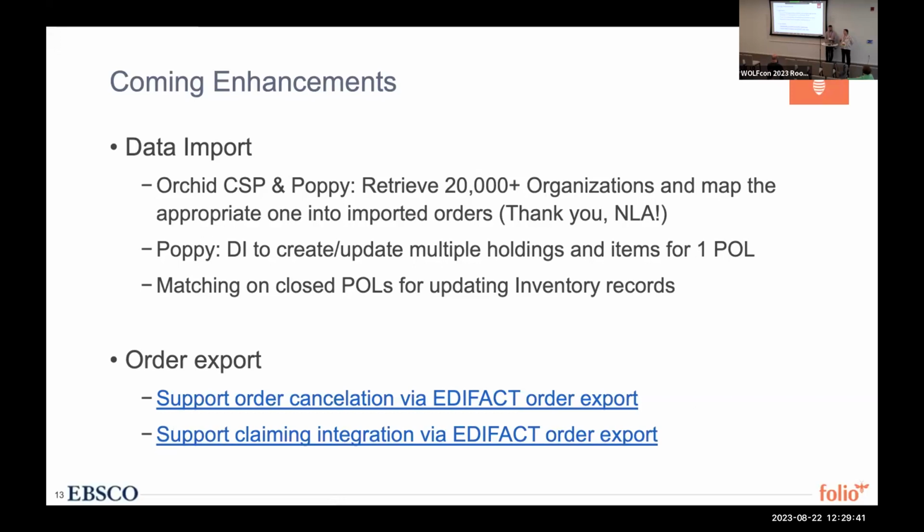And something that has come up several times when it comes to updating inventory records is wanting to be able to match on closed purchase order line numbers. Right now, you can only match on open purchase order line numbers or partially received, partially paid. And we deliberately decided not to match on closed in case libraries had closed purchase order lines that had vendor reference numbers that were duplicated in the next purchase order line. So that's something we need to take a look at and expand the matching for. So those are all coming.